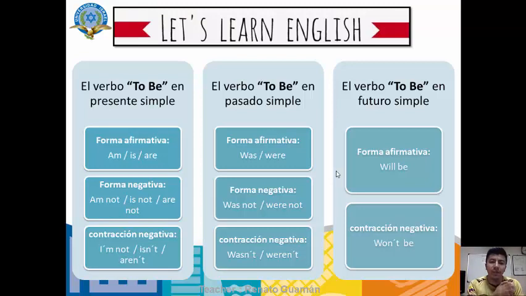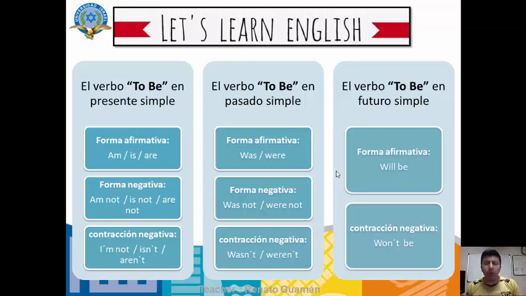For example, in present simple, you can use am, is, are. The negative form I told you is am not, is not, are not, or the contractions I am not, isn't, or aren't. And the verb to be in the past simple, that's very important to remember, was and were. Wasn't, weren't in negative form. And the verb to be in the future simple is the affirmative will be. The contraction negative won't be.